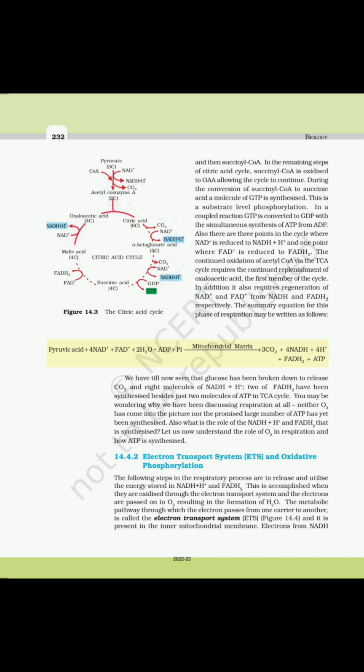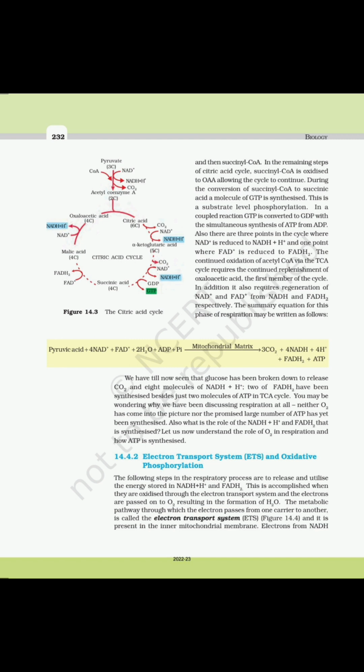Continued oxidation of acetyl CoA via the TCA cycle requires the continued replenishment of oxaloacetic acid, the first member of the cycle. In addition, it also requires regeneration of NAD+ and FAD+ from NADH and FADH2, respectively. The summary equation for this phase of respiration may be written as follows. Pyruvic acid + 4 NAD+ + FAD+ + 2 H2O + ADP + Pi makes, in the presence of the mitochondrial matrix, 3 CO2 + 4 NADH + 4 H+ + FADH2 + ATP.